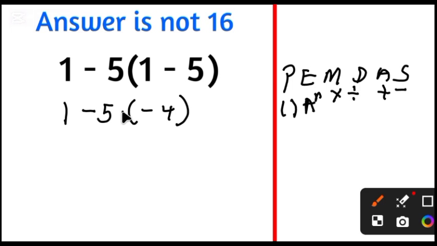Now, negative 5 multiplied by negative 4 will give us 20. So we have 1 plus 20. And 1 plus 20 equal to 21. So the correct answer to this equation is 21.